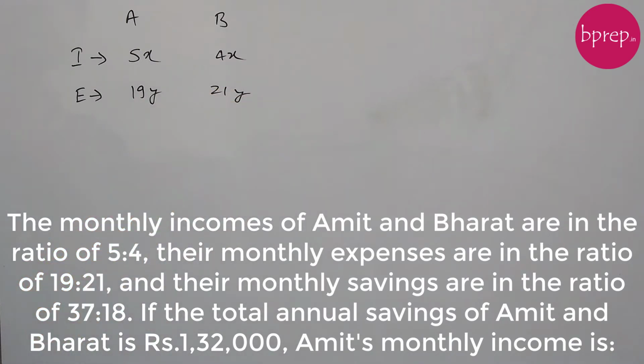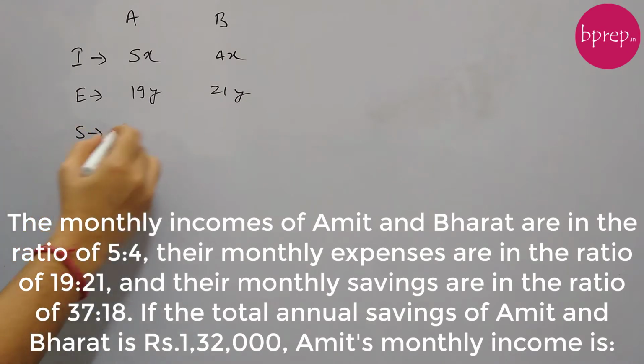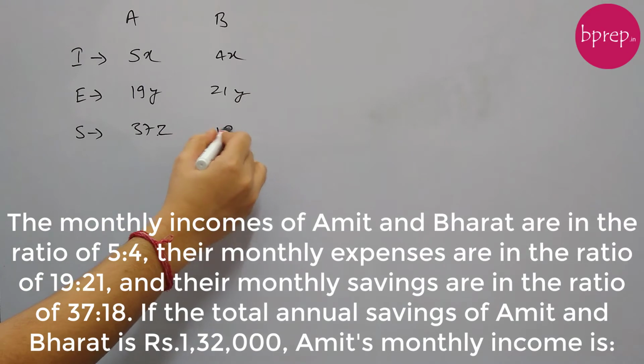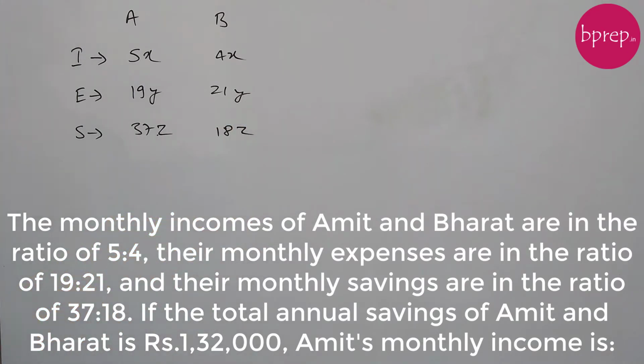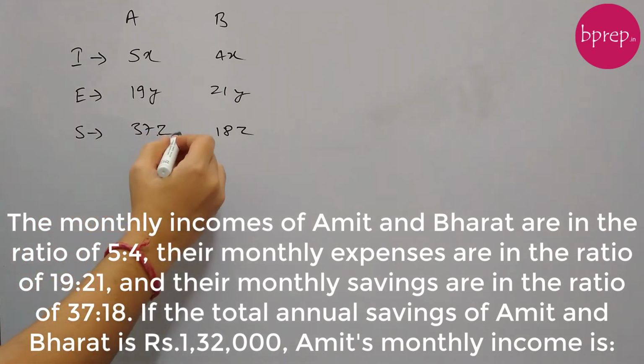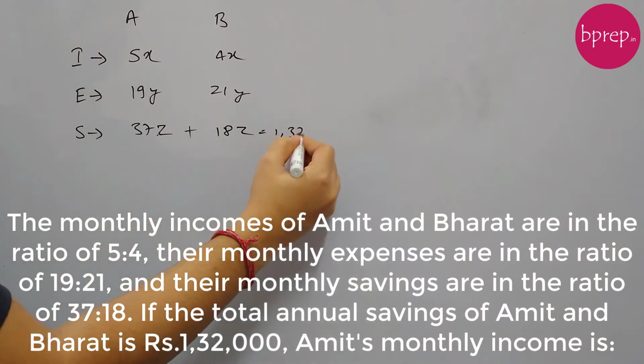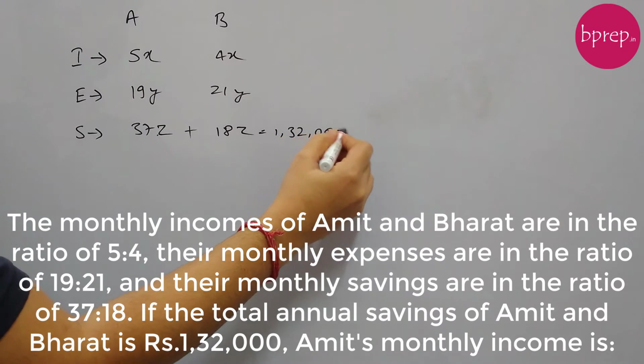And their monthly savings are in the ratio of 37:18. 37z, 18z. If the total annual savings of Amit and Bharat is 1,32,000, Amit's monthly income is what? Because this is a ratio, we can directly write 37z plus 18z equals 132,000.